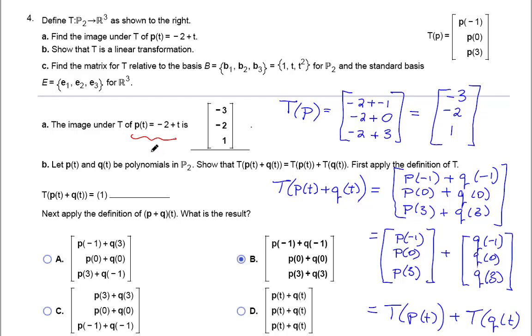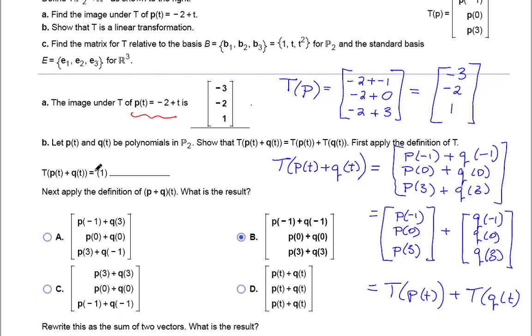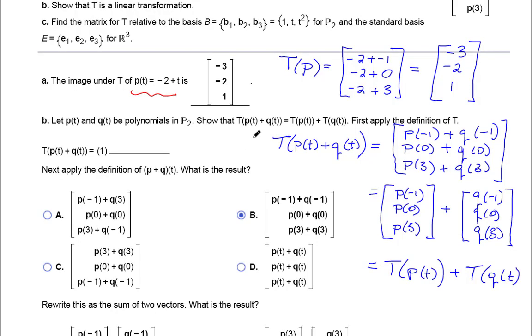Now they want us to prove that it is a linear transformation. So what does it do to a sum? Well, T of a sum would be p at that point, q at that point. And so with normal operations of functions that can be split up, that's just T applied to p of t and T applied to q of t.